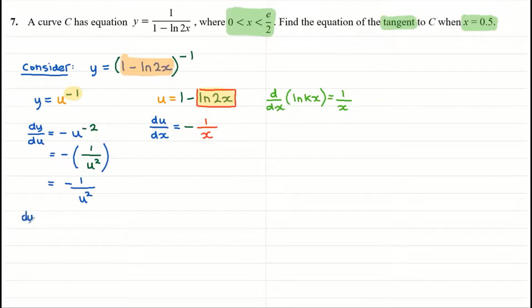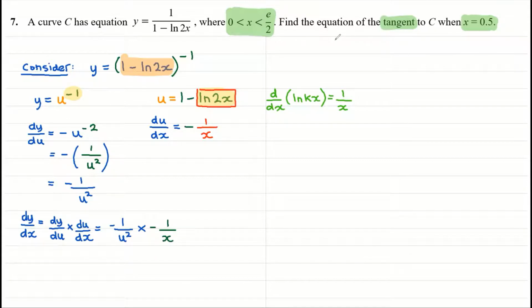So dy by dx is equal to dy by du multiplied by du by dx. And multiply them together. So that's -1 over u squared multiplied by another negative, -1 over x.